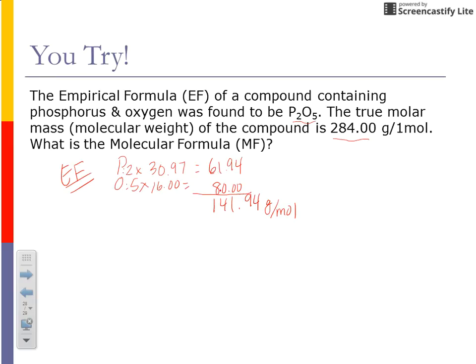And so now what we want to do is figure out how many times this number will go into the larger molar mass, because that's what we need to multiply by. So the next thing we're going to do is say 284 divided by 141.94 and see how many times that goes. And that's going to be 2. You round that to the whole number, you get 2. That means the molecular formula is 2 times the P2O5, which is going to give us P4O10.